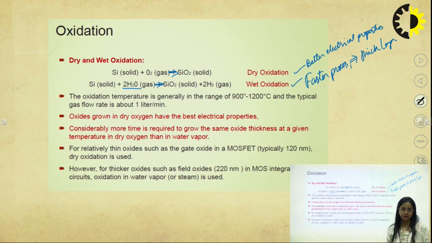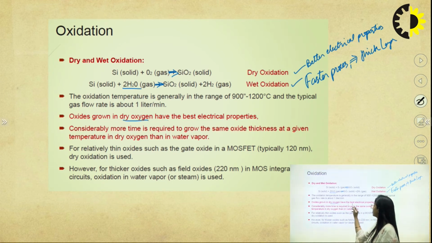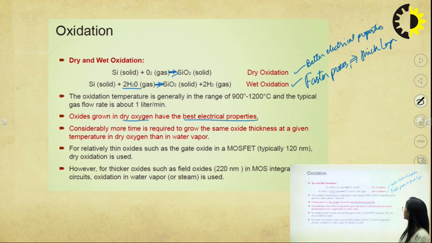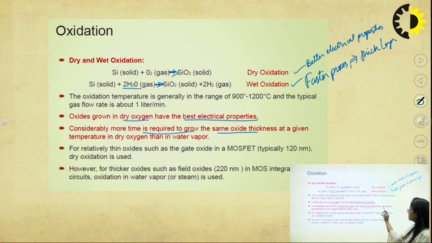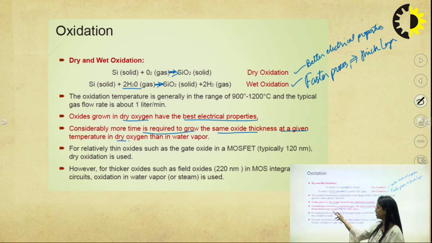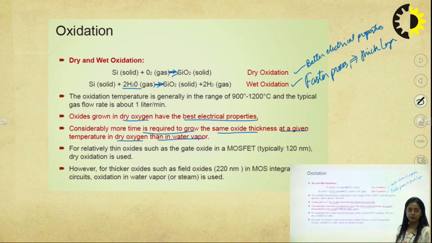approximately 1 liter per minute. Oxides grown in dry oxygen have the best electrical properties, which we have already studied, and considerably more time is required to grow the same oxide thickness at a given temperature in dry oxidation than in water vapor. So when the water vapors are there, it means we are talking about wet oxidation. So wet oxidation is facilitated by a higher speed, so that in the same time we get a thicker layer in wet oxidation, but correspondingly a thinner layer in dry oxidation.